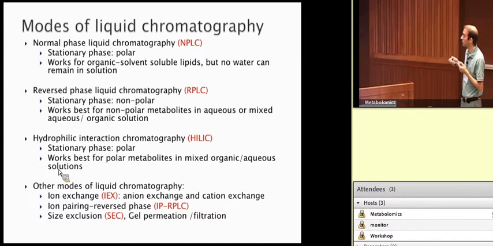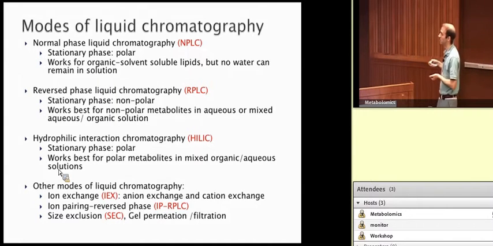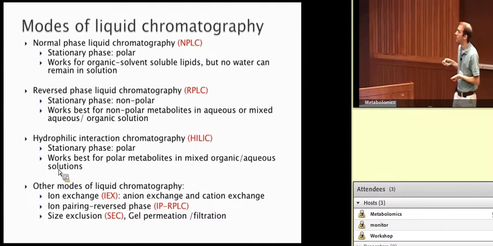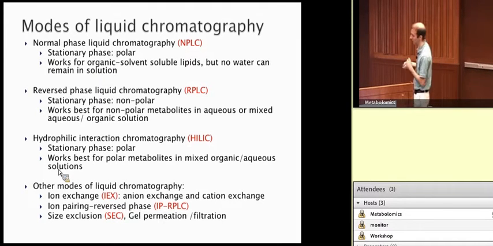Other modes of liquid chromatography that you may bump into in literature: there's ion exchange, anion exchange, and cation exchange. Anion exchange retains negatively charged stuff. Cation exchange, positively charged. Ion pairing reverse phase is a modification of reverse phase, which makes it more amenable to working with stuff that's polar. Some advantages, some disadvantages, it makes your mass spec dirty. Size exclusion and gel permeation and filtration separate things basically based on their size. They're relatively low resolution, useful for proteins, less useful for metabolites in general. So that's it for that.